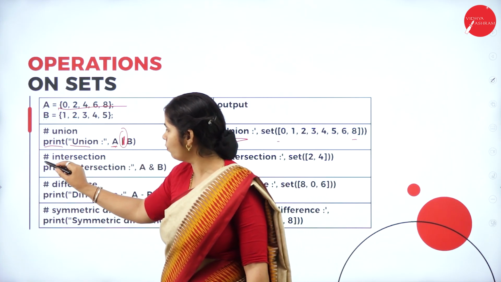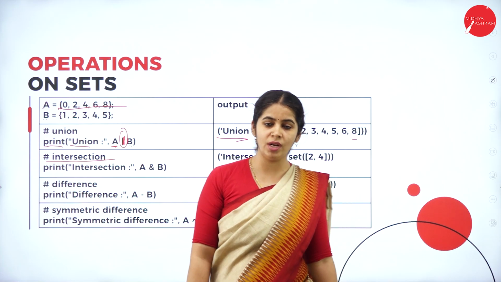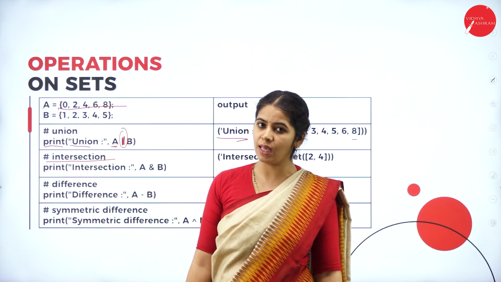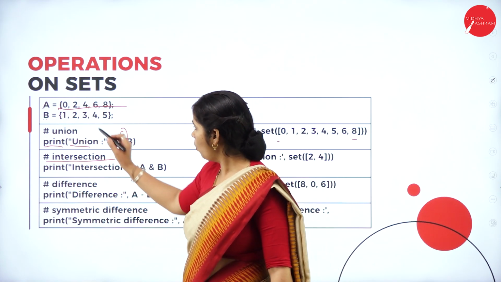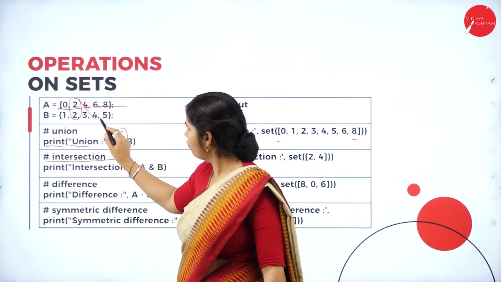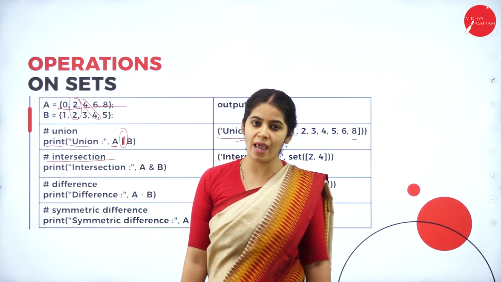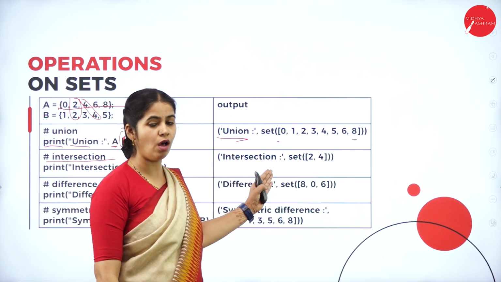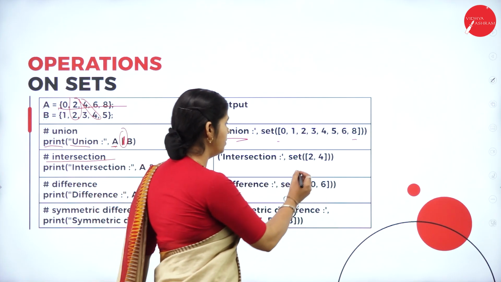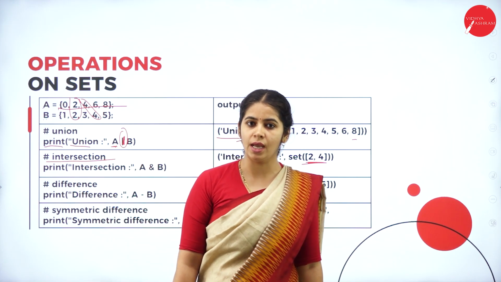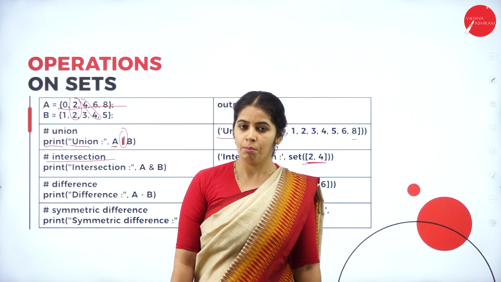Next, one more operation we have is intersection. Intersection means displaying only the common elements between set A and set B. So what are the common elements in set A? 2 and 4 are common elements in set A as well as in set B. So the intersection of set A and set B will give you the common elements between set A and set B.